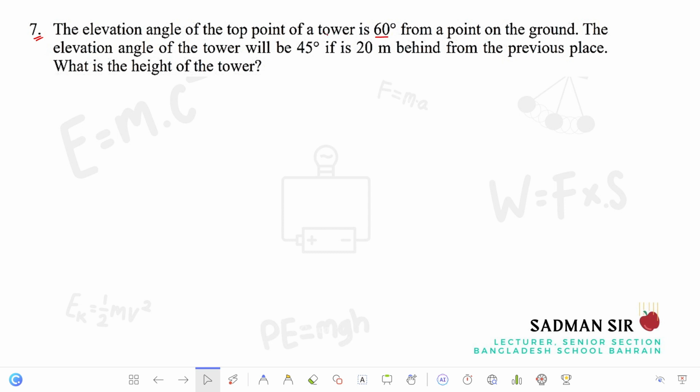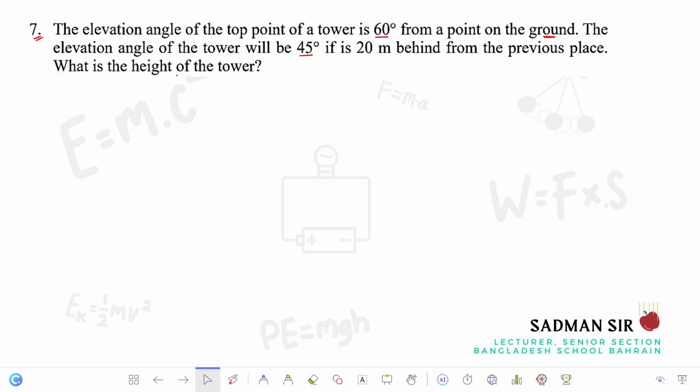So here we are dealing with a tower. The angle is 60 degree from a point on the ground, so the angle that is formed should be on the ground. The elevation angle of the tower will be 45 degree if it is 20 meter behind from the previous place. So now we are talking about two different points, so two different angles, and they asked us for the height of the tower.